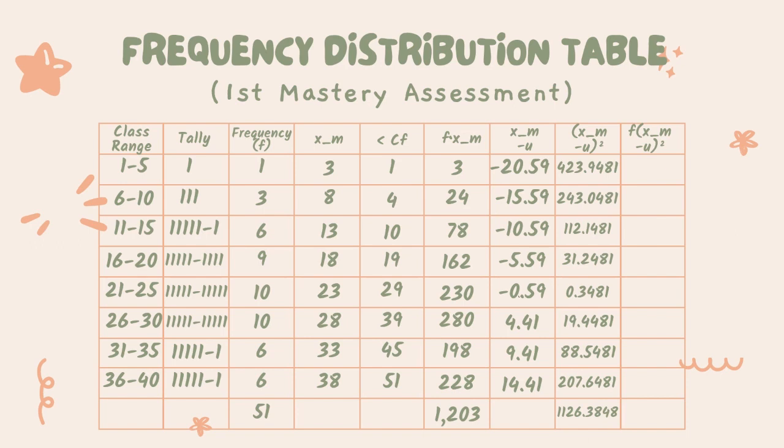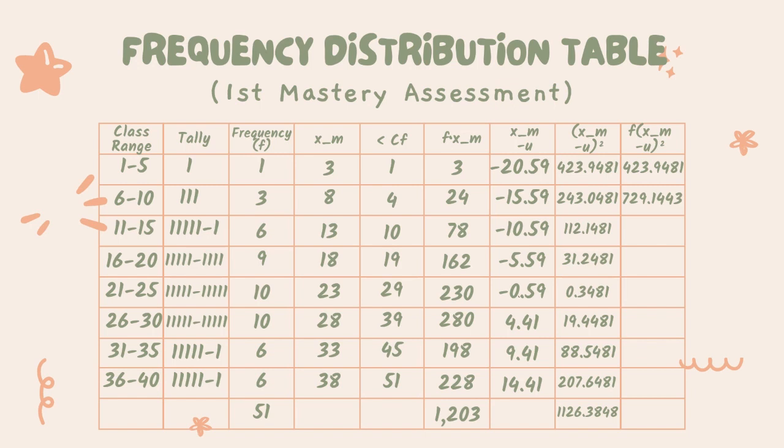1,126.3848. Now to get our frequency multiplied by the squared difference of x sub m minus mean, we will have to take the data we have gathered earlier and multiply it with our corresponding frequency. Starting from 423.9481 multiplied by its frequency, 1, is equal to 423.9481. The next, 243.0481 multiplied by 3 is equal to 729.1443.